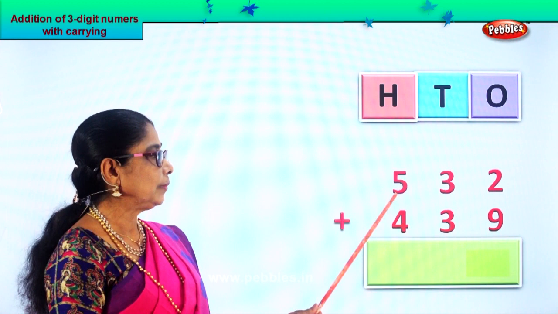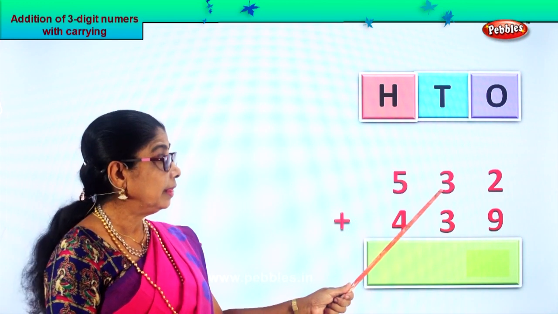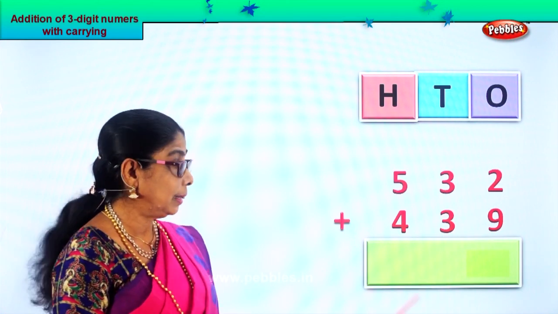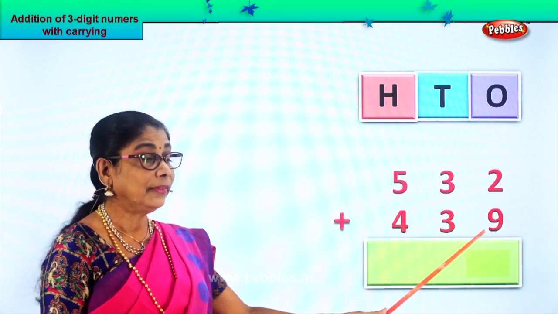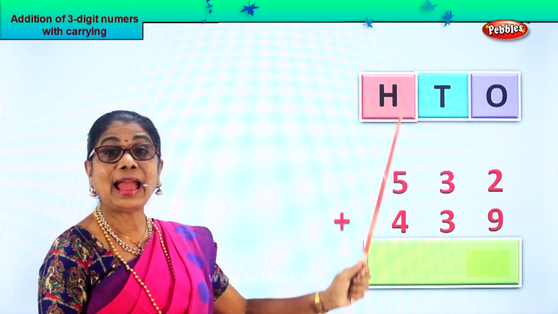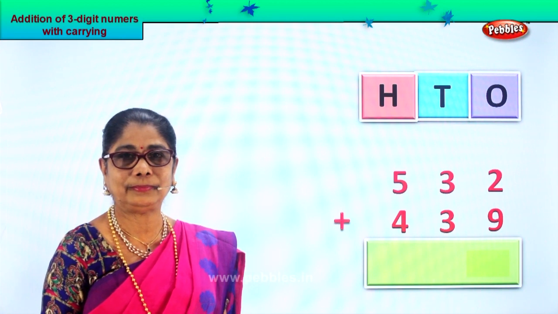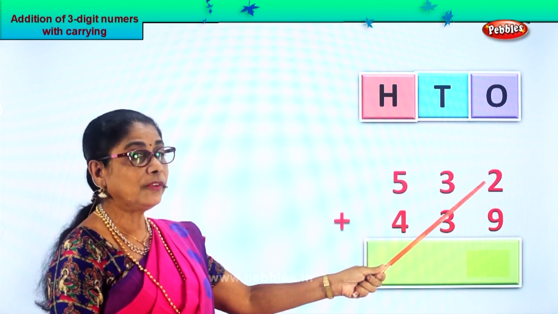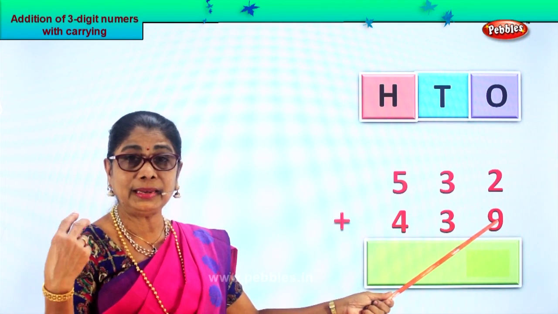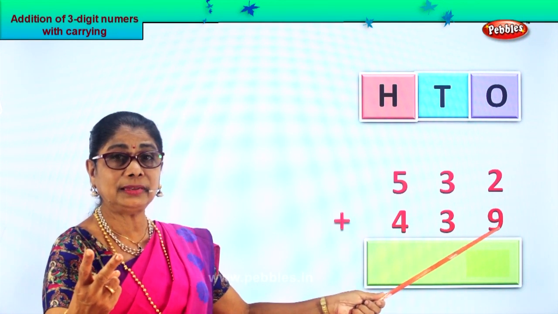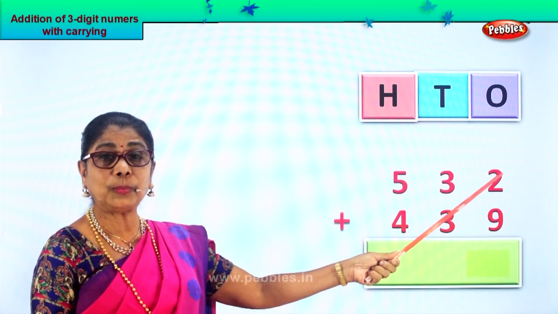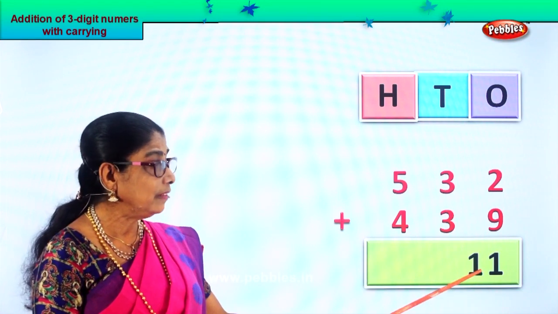Look. We have 532 plus 439. You place them in the ones, tens and hundreds. Let's add all the ones. We have two ones and nine ones. Let's put the nine ones in the mind. Two, check it on your fingers. After nine: 10, 11. Nine ones plus two ones make 11 ones.